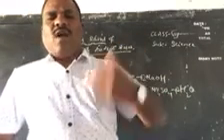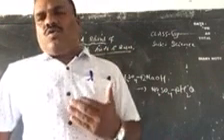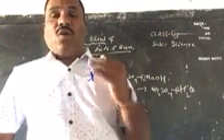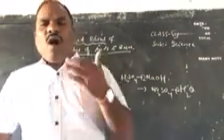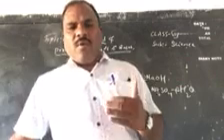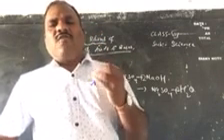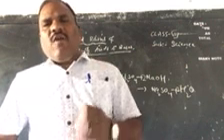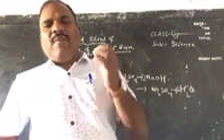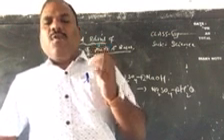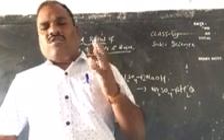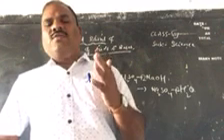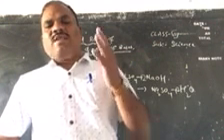Now, types of salts. There are three types of salts: acidic salts, basic salts and neutral salts. Acidic salts are formed from a strong acid and a weak base. When a strong acid and a weak base react with each other, they produce acidic salts. For example, HCl plus ammonium hydroxide gives NH4Cl plus H2O, an acidic salt.